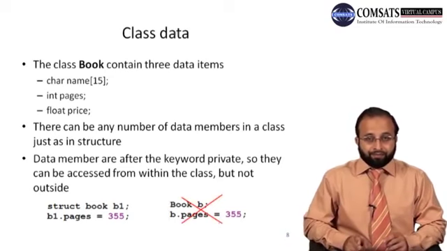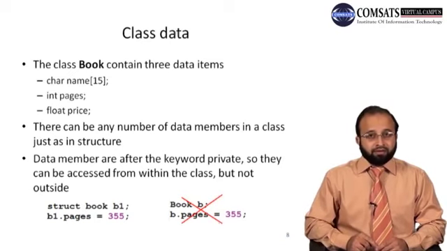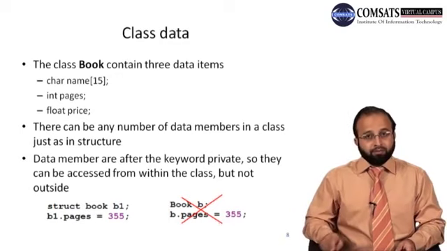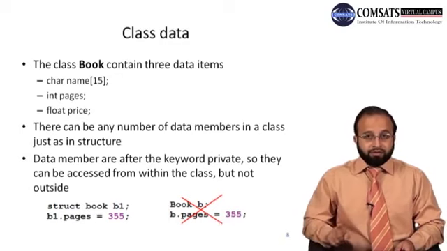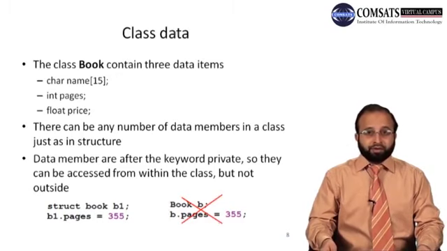Because pages is a private data member of the class. It is not a public data member, right? It is not a public function or public data member. If you make that pages public, if you remove the keyword private, then you can do it like this. But it is strongly recommended that you keep the data members of the class private.